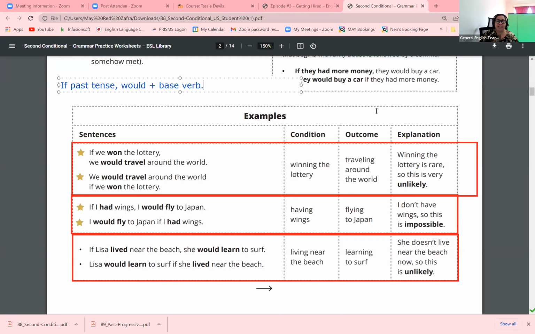But this, Ben, again, this is something that is possible to happen, not impossible. You can come to Australia. It's not impossible. So we cannot use this situation. It has to be impossible.